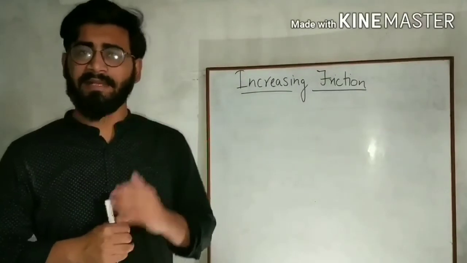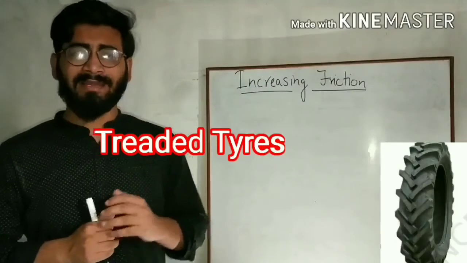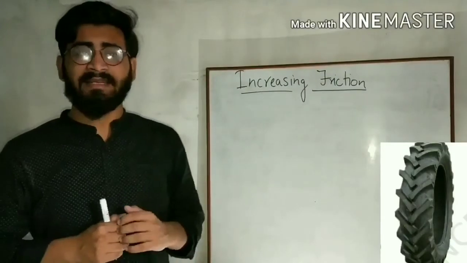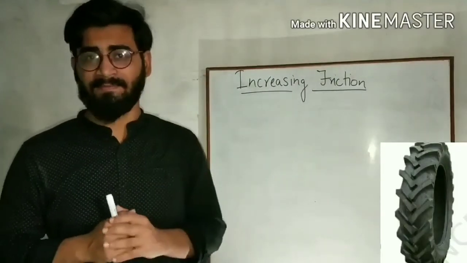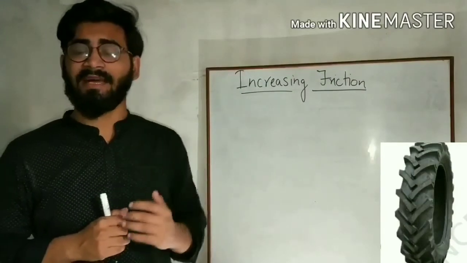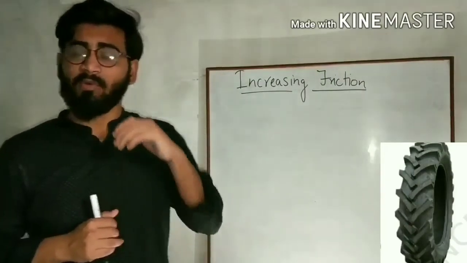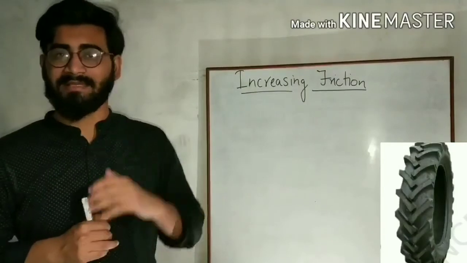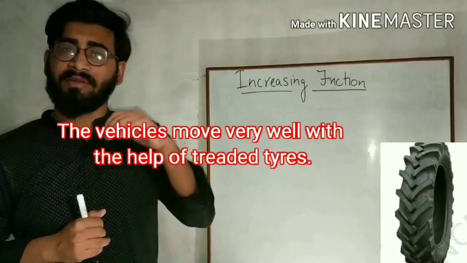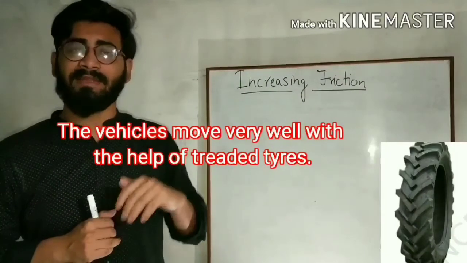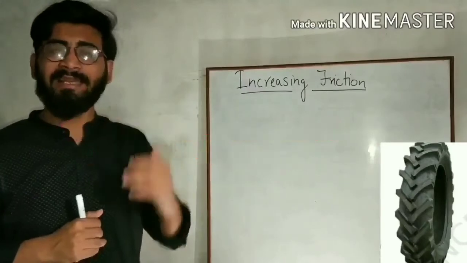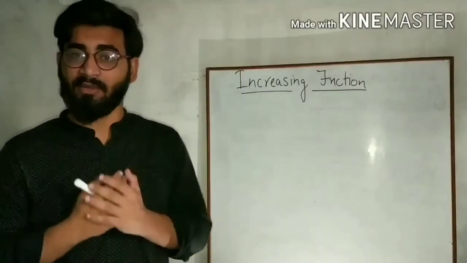For example, treaded tires. If you look at the structure of the tires very closely, you will find that they have certain patterns. And due to these patterns, the surface of the tires becomes rough and it moves very well on the road. The chance of slipping is very less. So the vehicles move very well with the help of these treaded tires. In this case, we deliberately increase the friction as per our requirement.